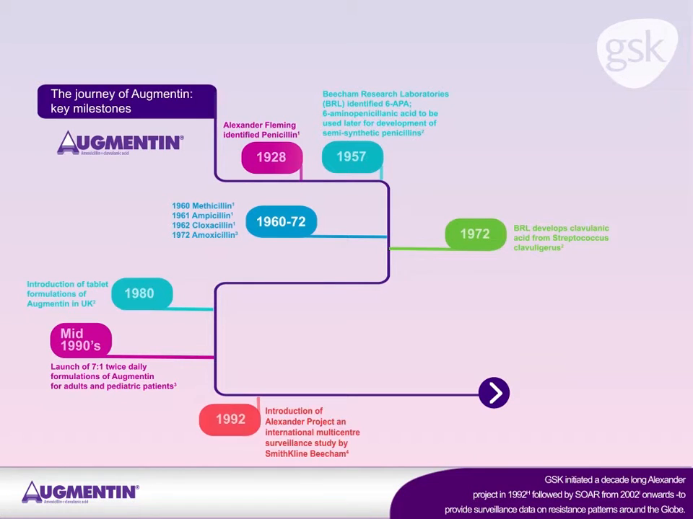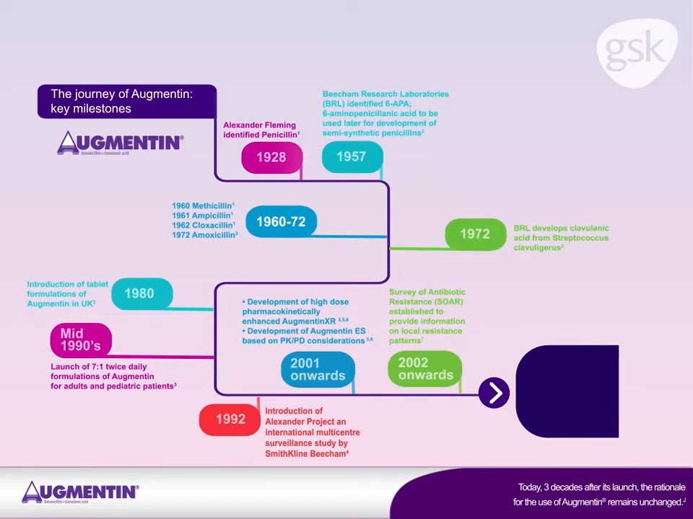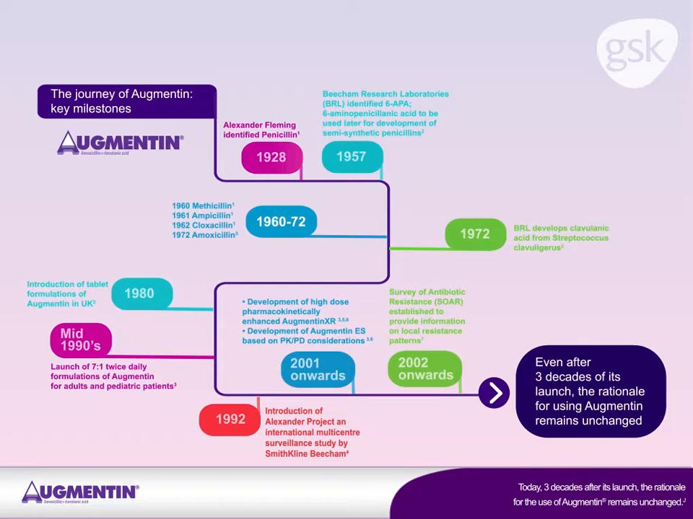GSK initiated a decade-long Alexander Project in 1992, followed by SOAR, which is the Survey of Antibiotic Resistance, from 2002 onwards, to provide surveillance data on resistance patterns around the globe. Today, 3 decades after its launch, the rationale for the use of Augmentin remains unchanged.